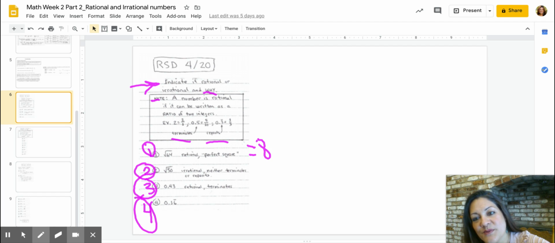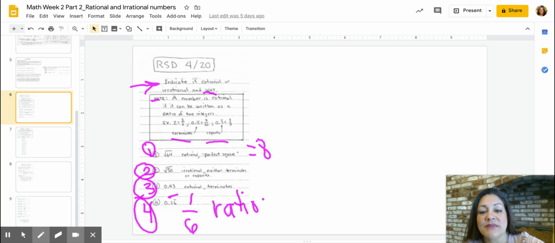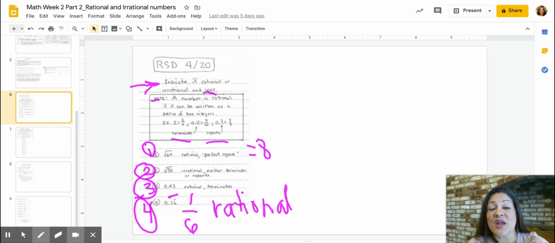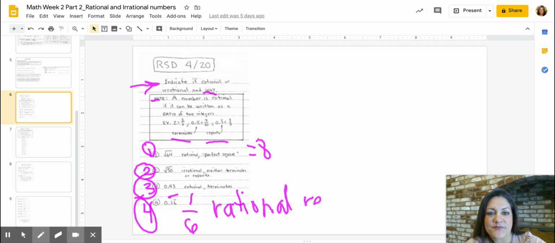0.16, and that is repeating. It can also be written as 1/6. It is rational because it is a repeating decimal. Repeating. Can you read that? Decimal.